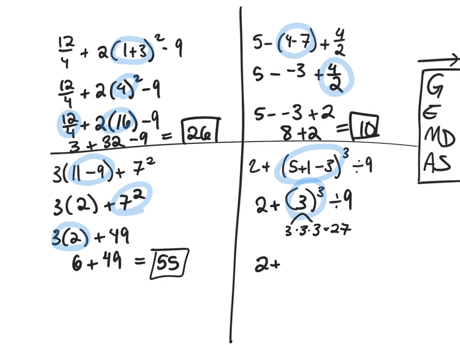Okay, so this is going to be 2 plus 27 divided by 9. Next, let's look for multiplication and division. I see some division right there. So let's go ahead and do that. 27 divided by 9 is 3. And 2 plus 3 is 5. Ta-da!